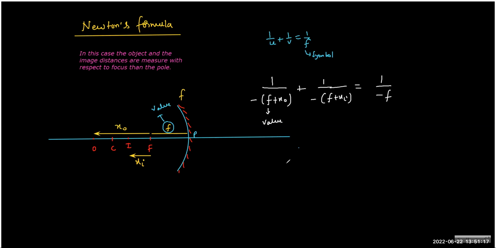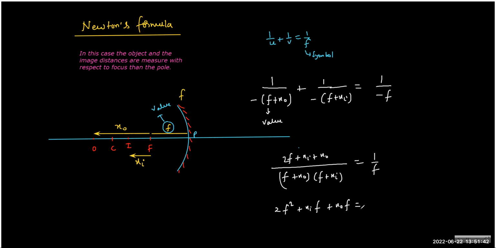So now we can take the LCM and the minus signs cancel out. So you can write F plus xo into F plus xi, or you can say 2F plus xi plus xo, is 1 by F. Let's multiply both sides: 2F square plus xi F plus xo F equals, if you do this calculation, F square plus F xi plus F xo plus xi xo. Yeah, this cancels. So xi into xo is how much? Can you see this answer? And this answer is pretty easy, because it's simply the product of distances from the focus, equal to F square. Isn't this easy to remember? This is called Newton's formula.